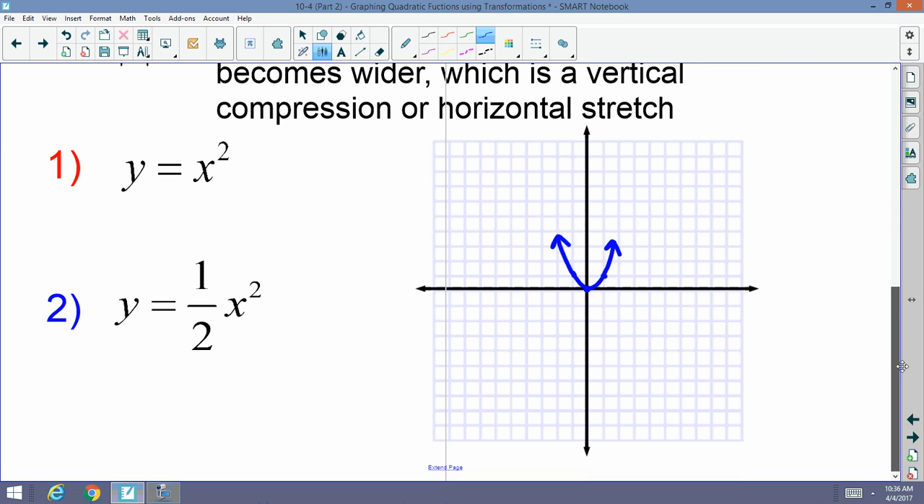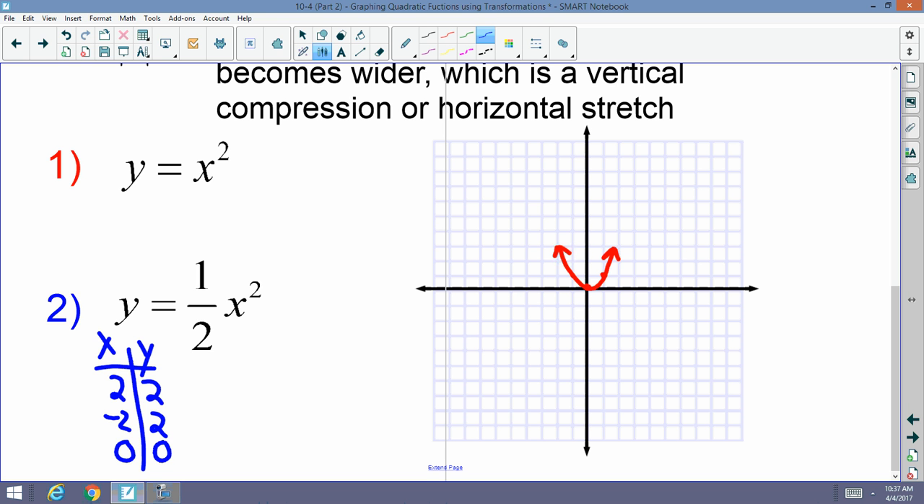And now, let's find out what y equals 1/2 x squared would look like. And actually, you know what? I should have kept the color coded here. Sorry about that. Red is the parent. Okay, now in blue, we'll do this guy. Okay, so let's make this easy. I'm going to choose values of 2, -2, and 0. Because 2 squared is 4, 4 times 1/2 is 2, -2 squared is 4, 4 times 1/2 is 2, and 0, 0. So I got (0, 0), (2, 2), and (-2, 2).